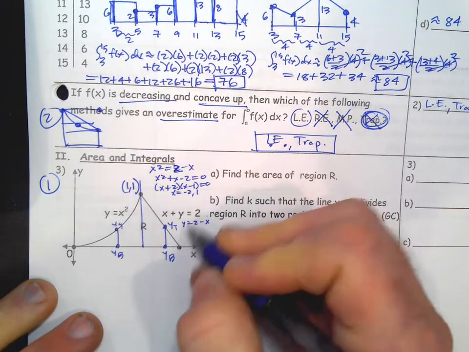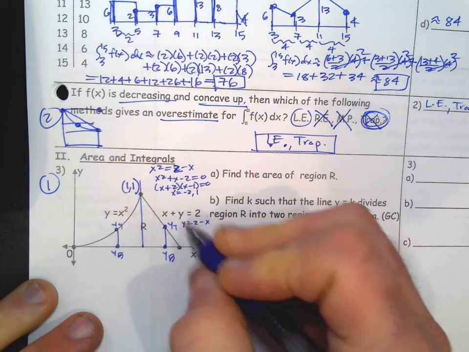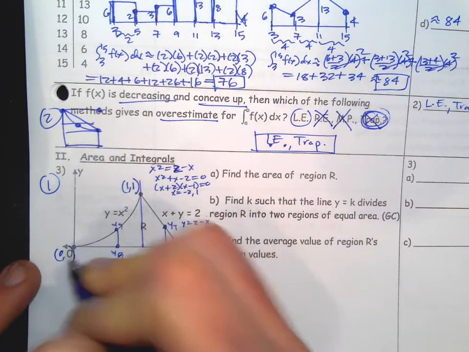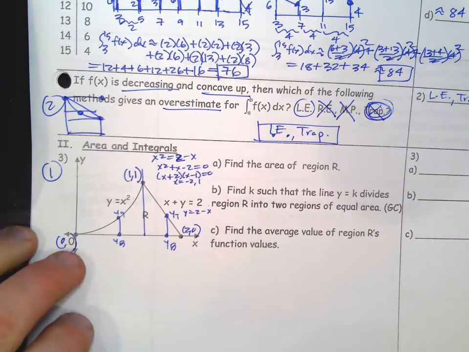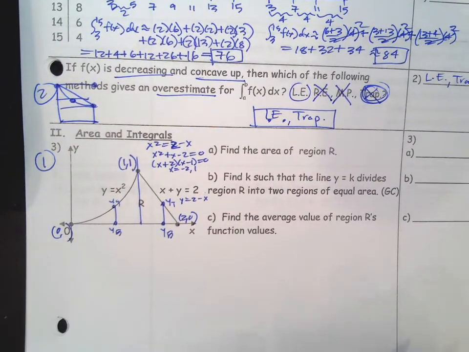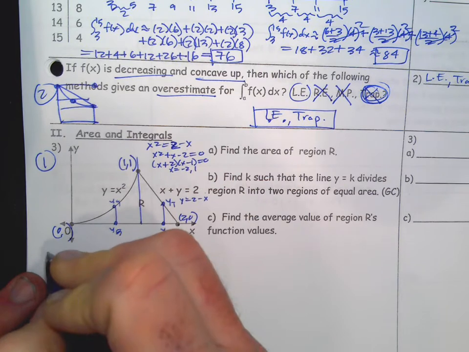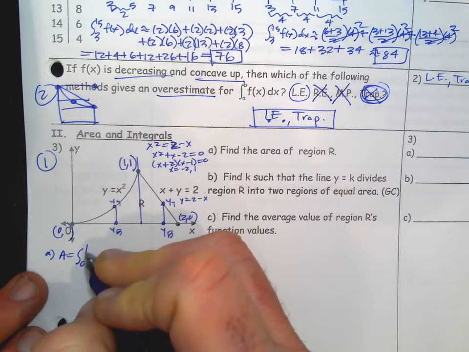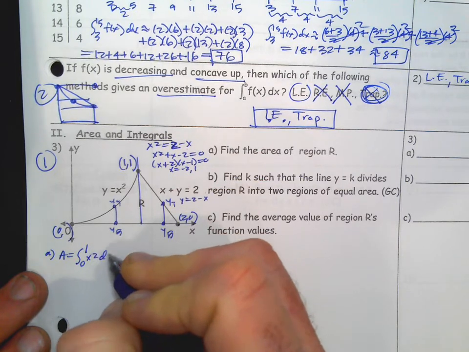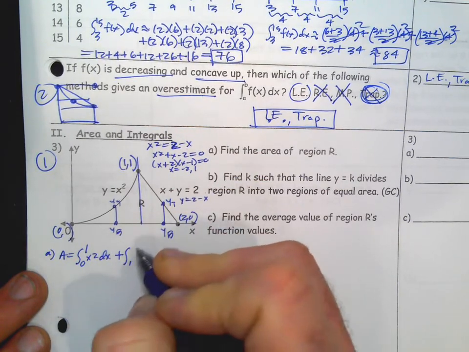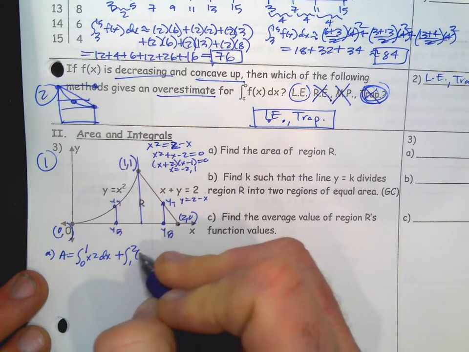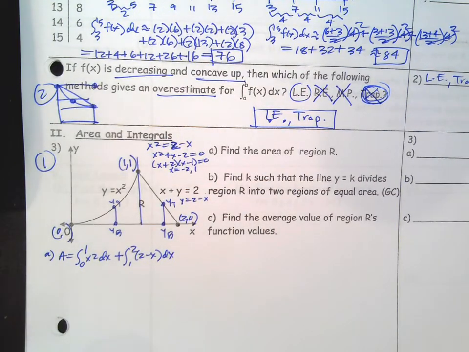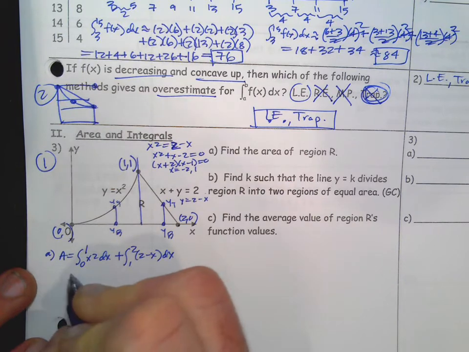The x-intercept of this line would be when y equals 0, x equals 2. So this is (2, 0). This is (0, 0). So it's good to get all those points figured out. And so then for part A, we could do the area equals the integral from 0 to 1 of x squared dx, and then the integral from 1 to 2 of 2 minus x dx. We could do it by hand, or you could do it by calculator, whatever.